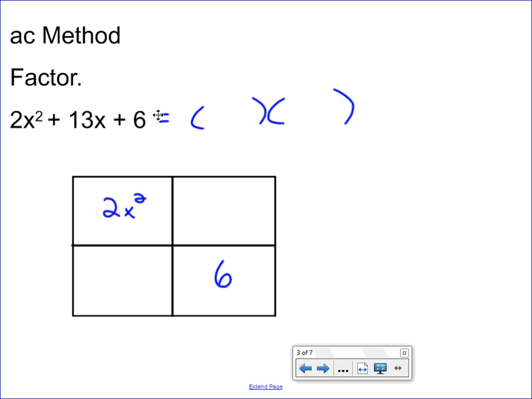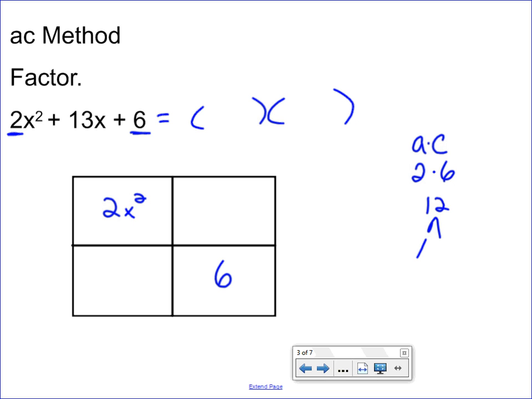So here's the method. It's called the AC method. So the A refers to the 2. The C refers to the 6. So I've got a 2 times a 6 to start the AC method. You multiply your A and your C term, and you get 12. Here's what we do now. We look for factors of 12 that add up to 13.